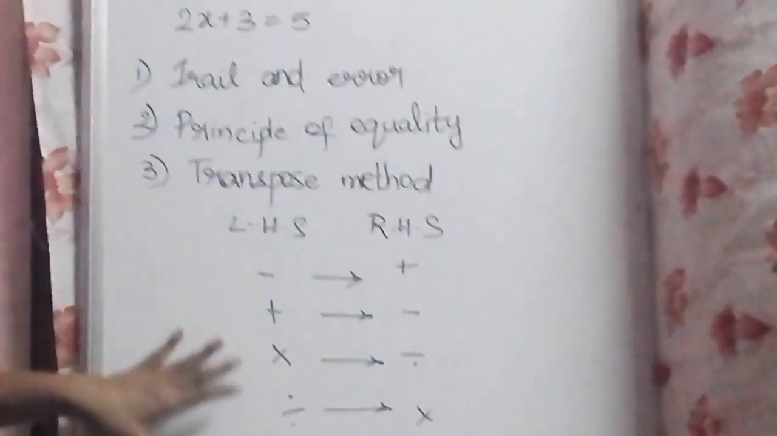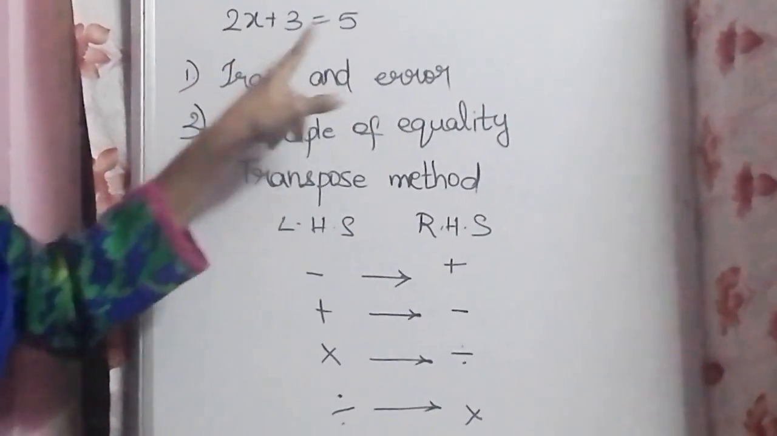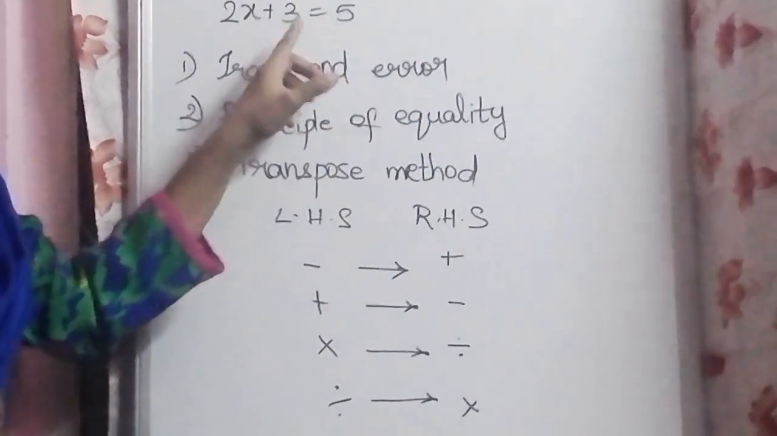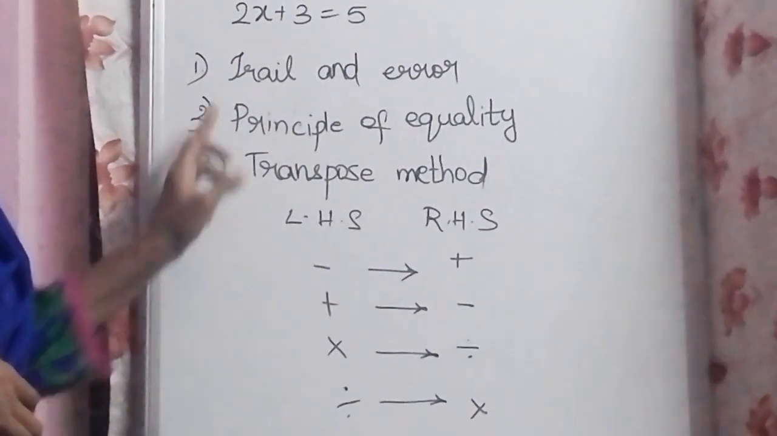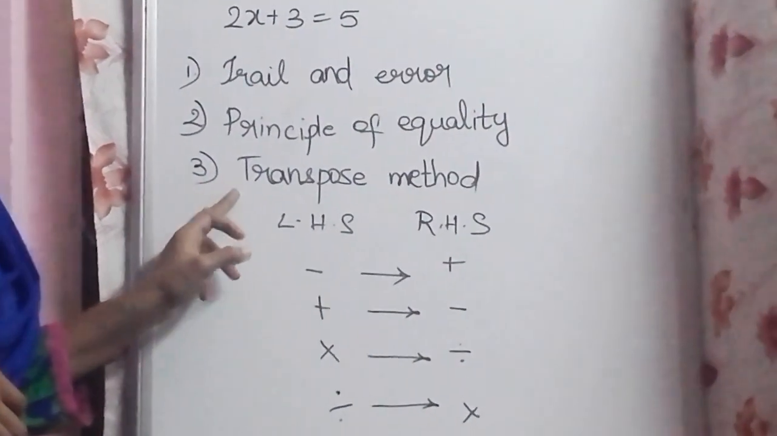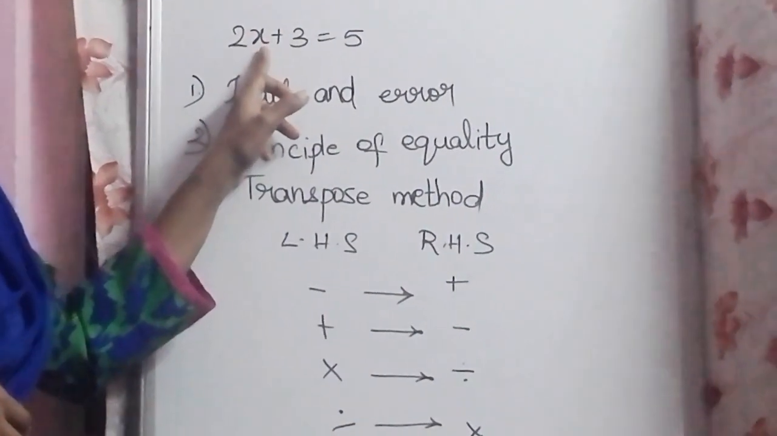When we were solving these problems, we were given the algebraic equation. This equation was given to us to solve. So we have used these three methods: trial and error method, principle of equality, transpose method. These three methods we have used to find out the value of the variable.